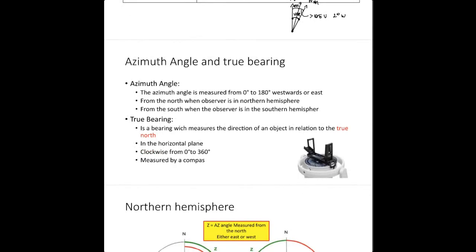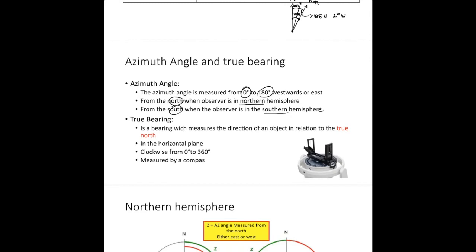The azimuth angle is an angle measured between 0 and 180 degrees. It's measured over the east or over the west, and it starts from the north when we are in the northern hemisphere, and it starts from the south when we are in the southern hemisphere. Okay, I feel like I'm reading myself, but it's very important that you understand this.